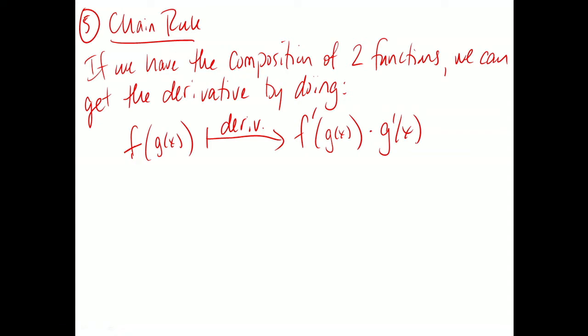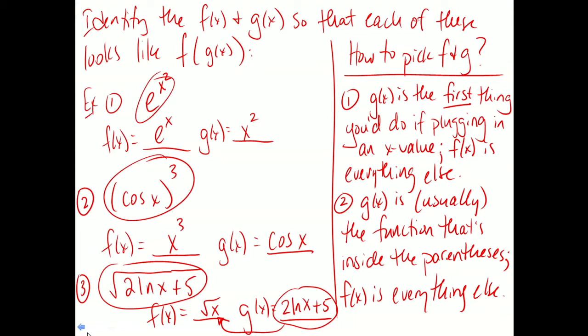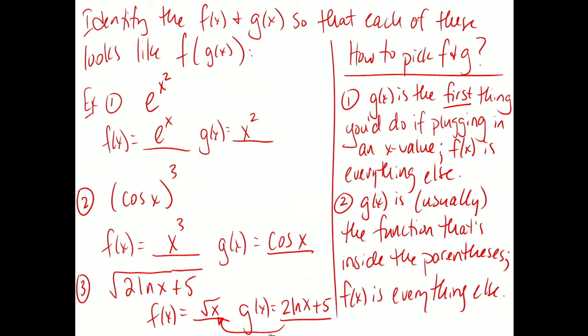So this is the chain rule. This is our last rule. And it tells you how to do the derivative of something that looks like this. And again, that's exactly what these last several examples have been. Why did I make us do this? Because these were three examples of a composition of two functions. The first was a composition of e to the x and x squared. The second was cosine with x cubed. And the third was the square root function with 2 ln x plus 5.